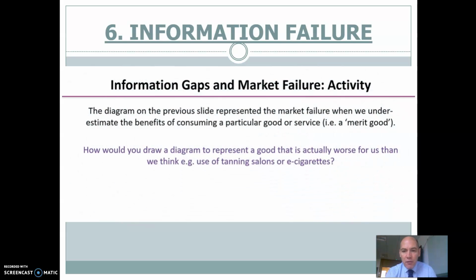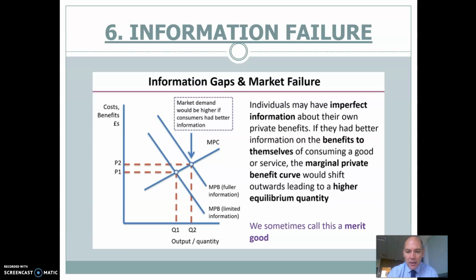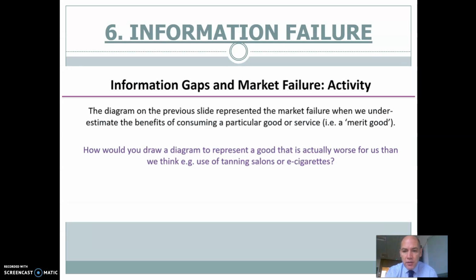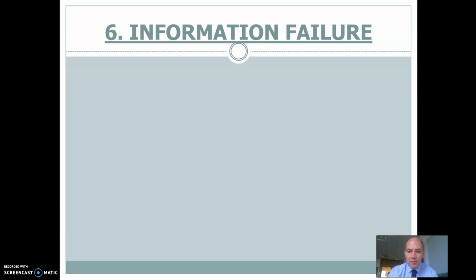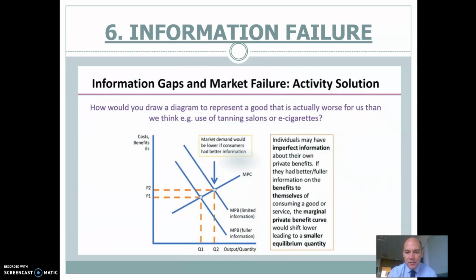Now, just go back a second, by the way, we may have called that type of good a merit good. In terms of the previous slide, people have underestimated the benefits, but how would we draw a parallel situation for a good that is actually worse for us than we think? So e-cigarettes, or the use of tanning salons, which I mentioned a minute ago. How would we show that?